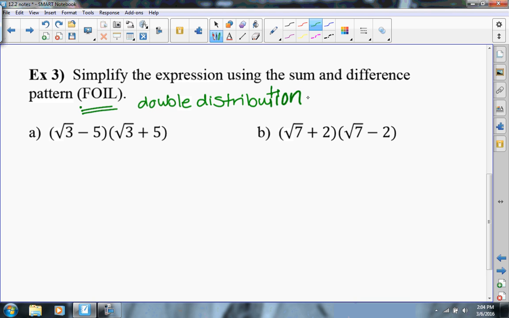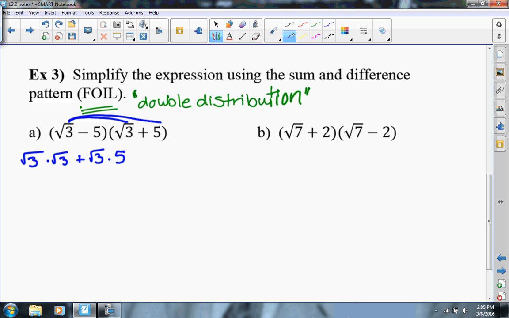Okay, so it's just a double distribution. That's really what we're going to be doing here. So I'm going to take this square root of 3, and I'm going to multiply it by the other square root 3 and the 5. So again, if you want to write them out, you can. We've got the square root of 3 times the square root of 3, and then I'm going to add here, and I'll have the square root of 3 times the 5.